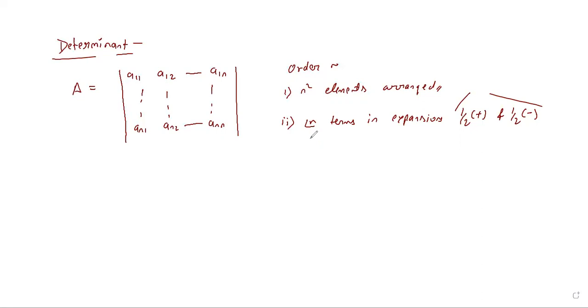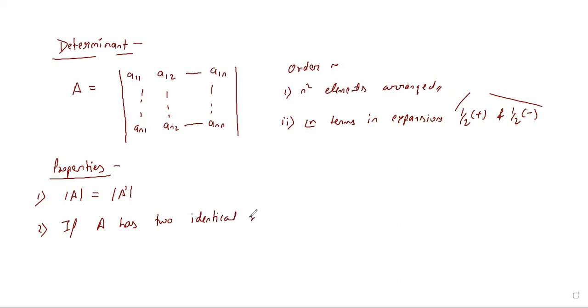Now, there are some properties of the determinant. Let's see the properties. The first one is that the determinant of the matrix A is equal to the determinant of the transpose of the matrix. The second property is that if the matrix A has two identical rows, or you can say columns, then the determinant of A would be equal to zero.